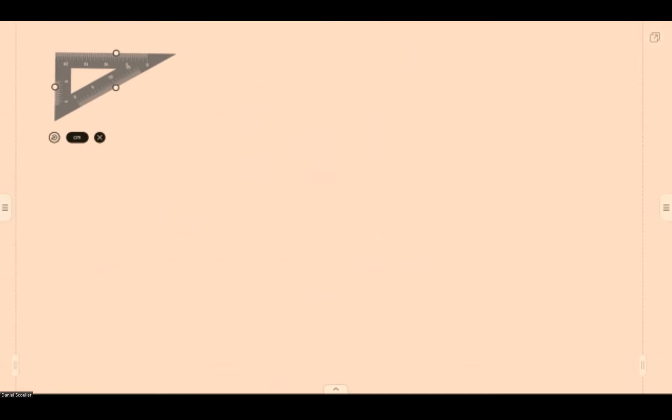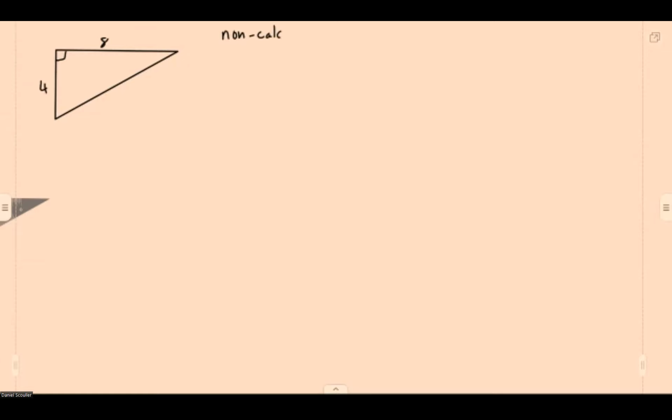What else they like to do is throw in a wee surd. I had you look at surds on Tuesday. They might throw something in like this, and it might be a non-calculator question. Okay, so in the non-calculator paper.